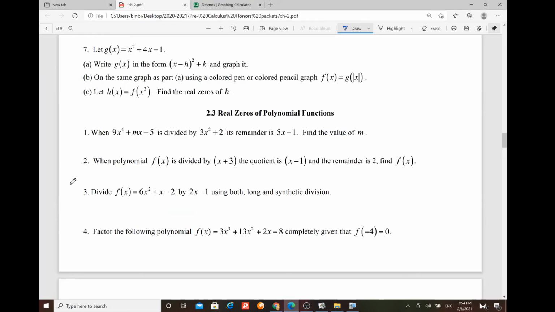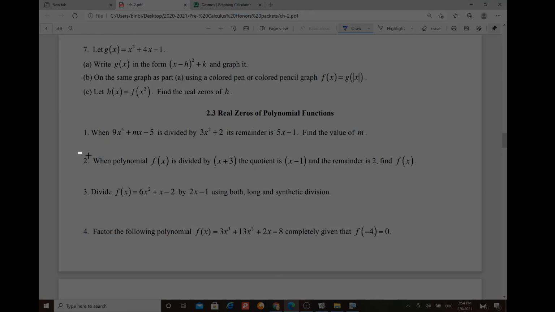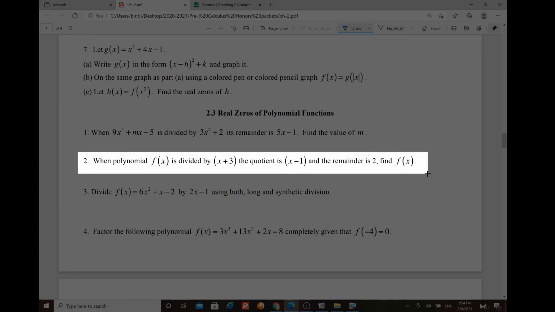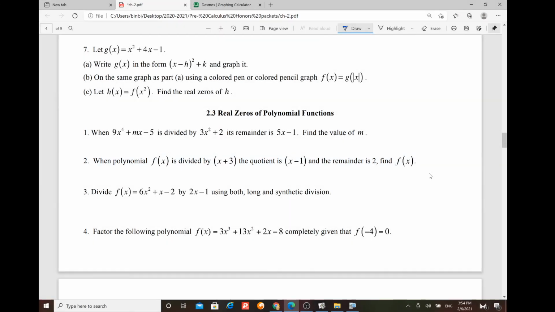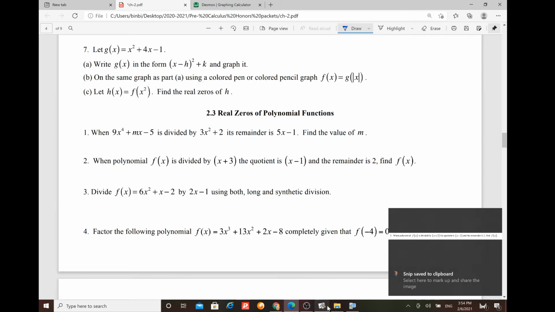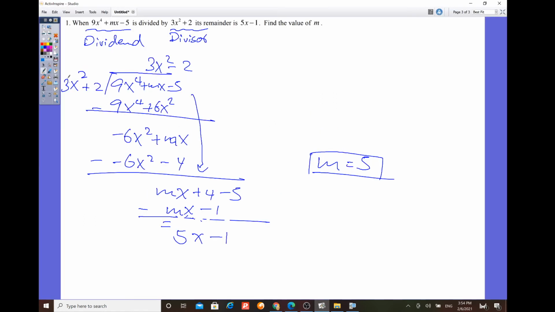So number 2, when the polynomial f of x is divided by x plus 3, the quotient is x minus 1. Okay, so here's another interesting one. And the remainder is 2. So this time we want to find out f of x. Well, it's hard to tell what kind of division we need to apply for this, whether that's long division or synthetic division. Okay, so we're going to find out. We don't know the dividend, so that's missing. That's what we need to find out.